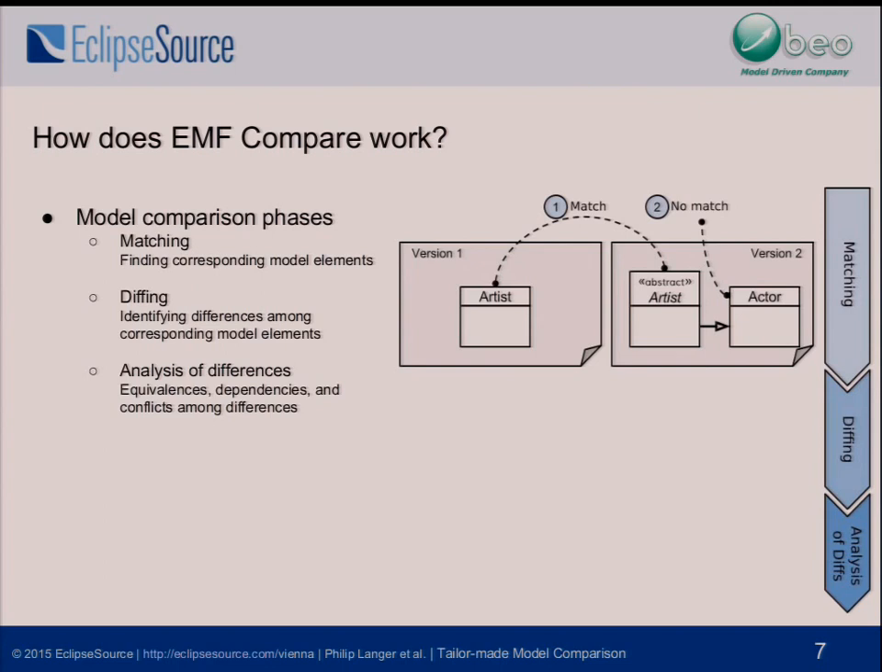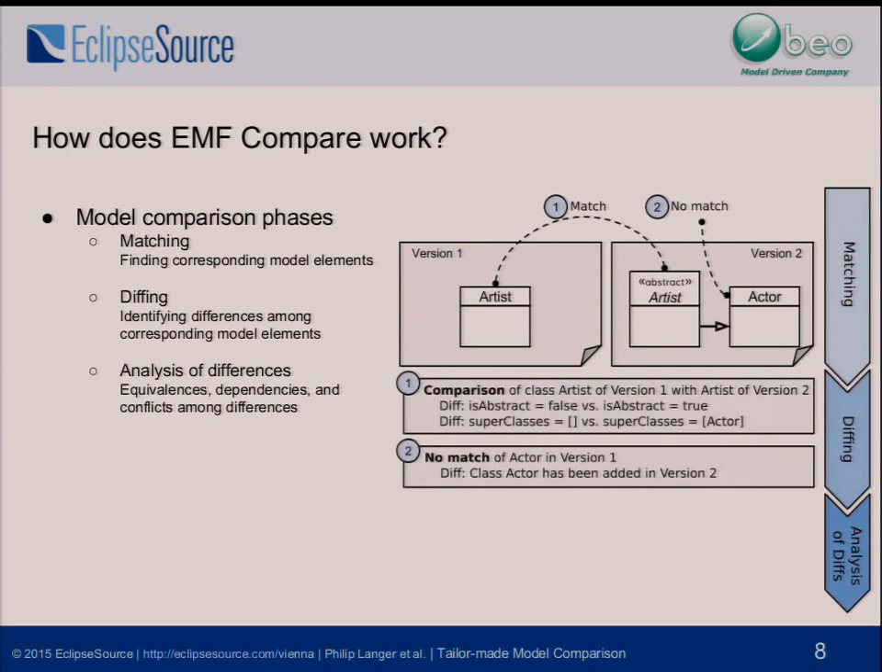Besides that, in the second version there is a second class called actor, but there is no corresponding class in the other version. So what EMF Compare gets out of this matching phase is a so-called match model that has one corresponding pair of model elements and one model element that has no match.